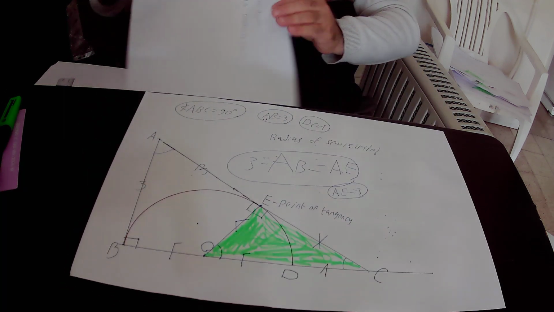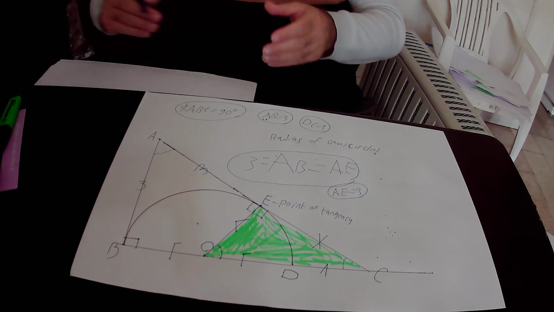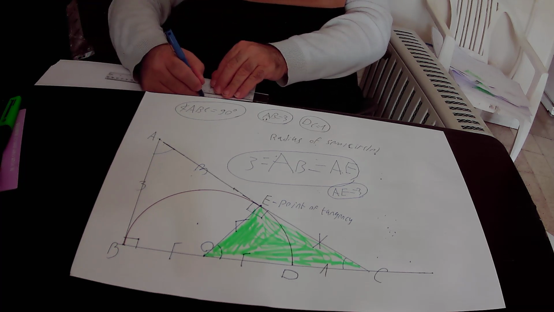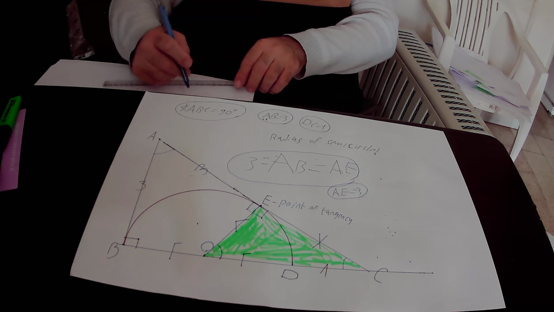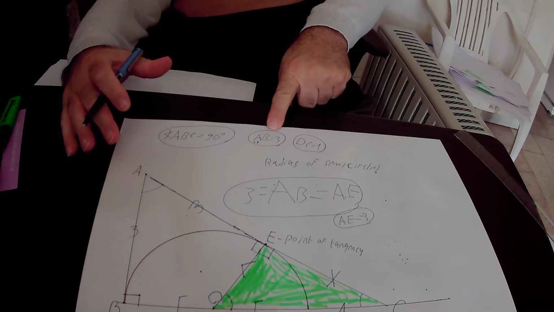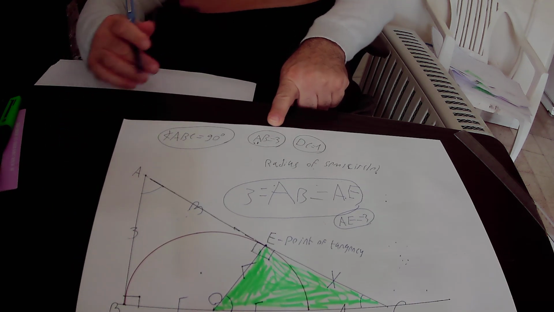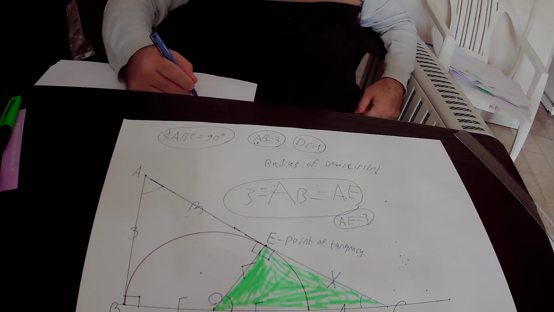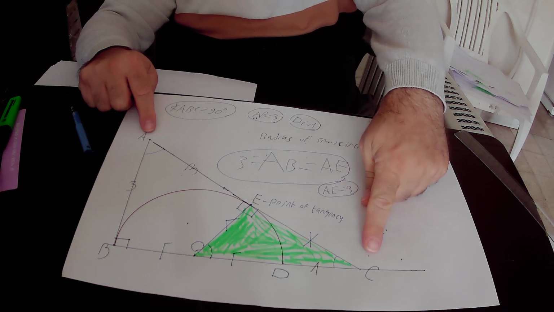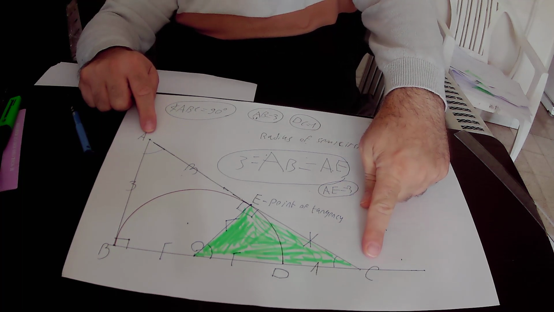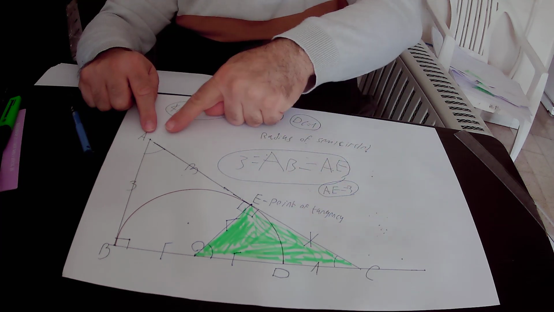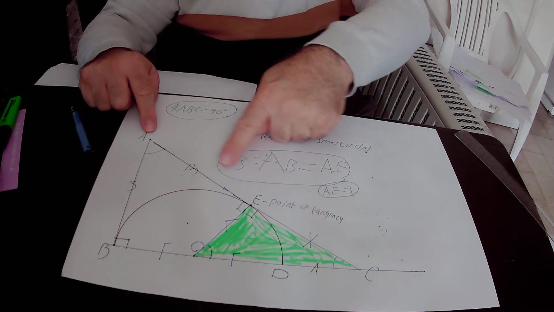Okay, but what is the value of AB? The value of AB is 3 units. It is given to us in the question that AB equals 3 units, so AB equals 3. What is the value of the hypotenuse AC? The value of the hypotenuse AC is actually 3 plus x. Again, AC equals 3 plus x.